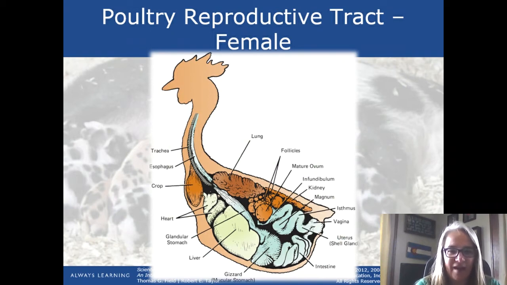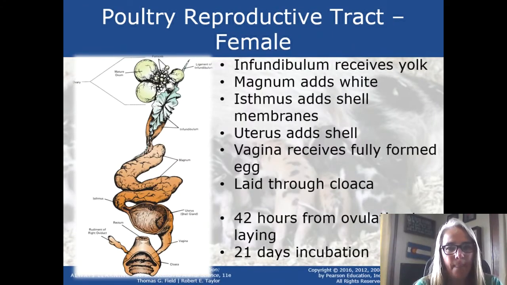You can find that the majority of the reproductive tract lies against the back of the chicken. And so right under the lungs, you then see the follicles and the ovum winding on down then to the uterus. And the majority of the digestive system is kind of opposite it along the stomach. Kind of the path that things take. This diagram is a little bit more stretched out so you can see each individual part.